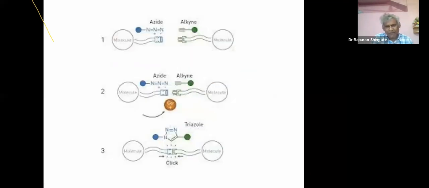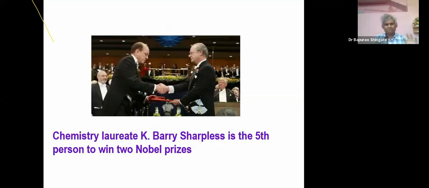See, in short, I will show you once again. This is the azide and this is the alkyne, terminal alkyne. When they come to each other in presence of copper catalyst, formation of a carbon nitrogen bond takes place, and it is some kind of click type of reaction, like a click sound. Okay, see, the great personality K. B. Sharpless has received a second Nobel Prize for his contribution, and he is only the fifth person to win 2 Nobel Prizes.